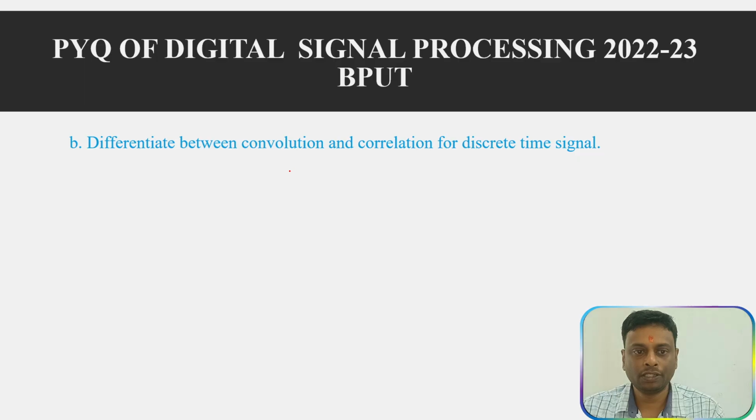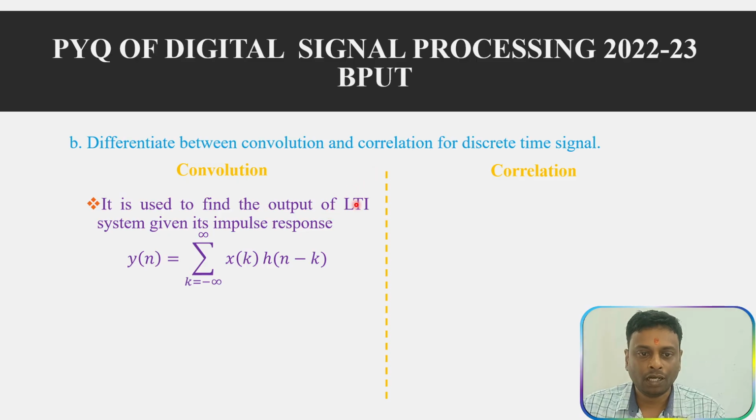The second question is: differentiate between convolution and correlation of discrete time signals. Convolution is the response of the LTI system. Mathematically it is written as y of n equal to summation over k from minus infinity to plus infinity of x of k h of n minus k. This becomes the response of the LTI system, which is called convolution.